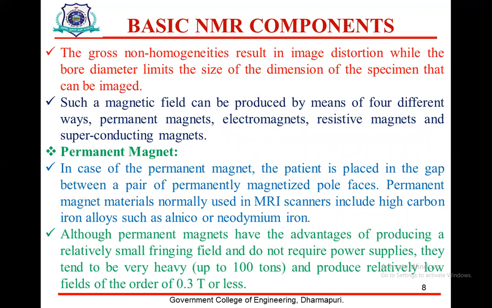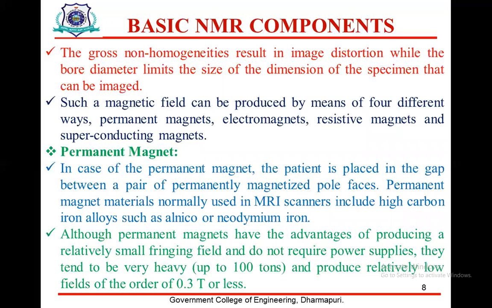The non-homogeneous field results in image distortion, while the bore diameter limits the size of the specimen that can be imaged. Such a magnetic field can be produced in four different ways: a permanent magnet, electromagnet, resistive magnet, and superconducting magnet. We will study these magnets one by one.